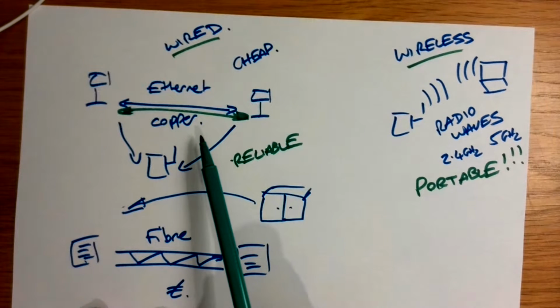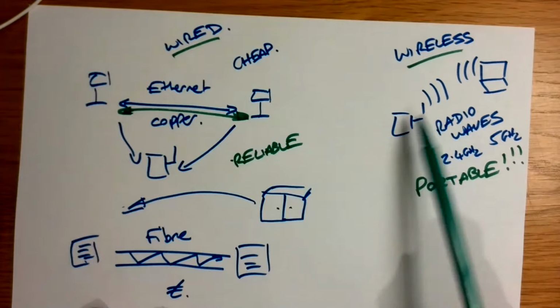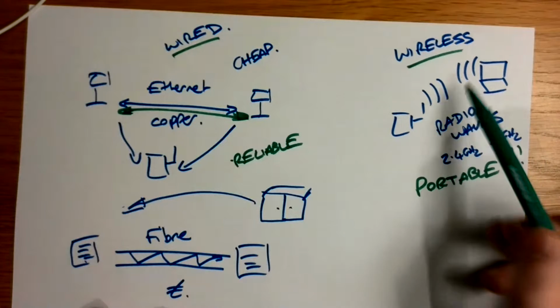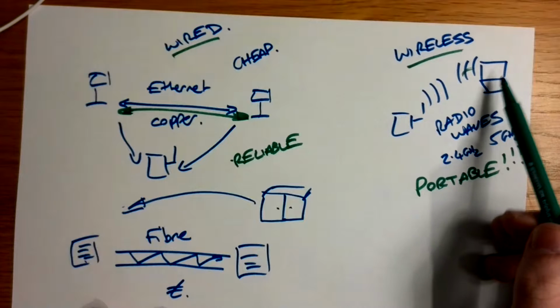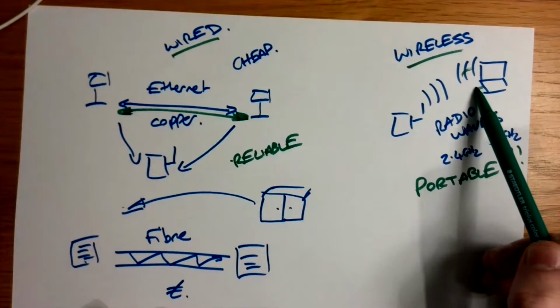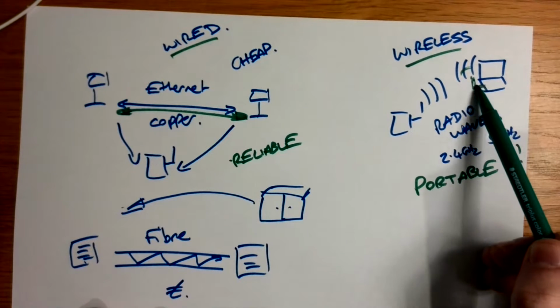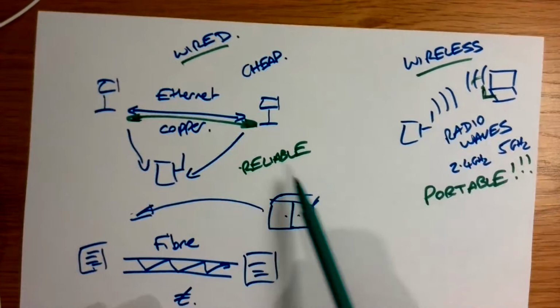Obviously, you've got more cabling over this side, but then you have to buy different equipment to make sure things are connected to wireless. Nowadays, most devices come with a wireless card in them. Sometimes they didn't in the past, and you had to buy wireless dongles and things to connect them to the internet, which would have cost more money.